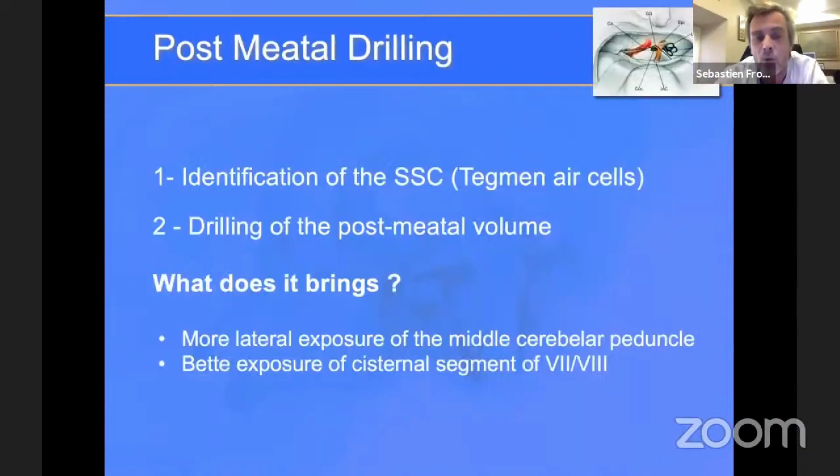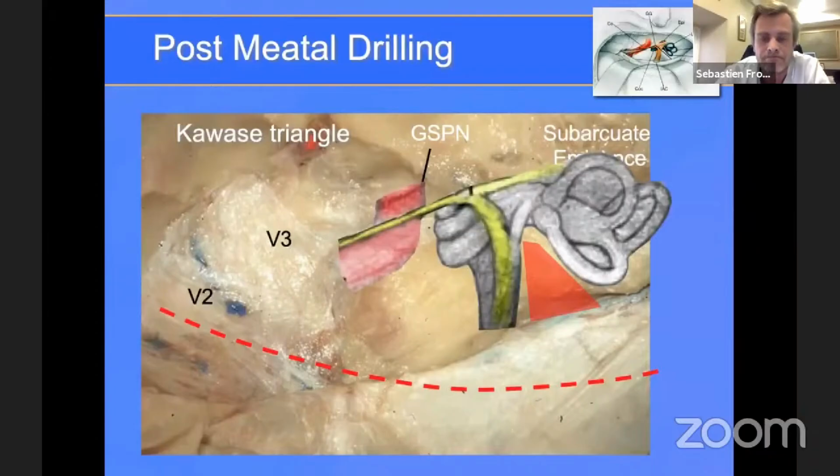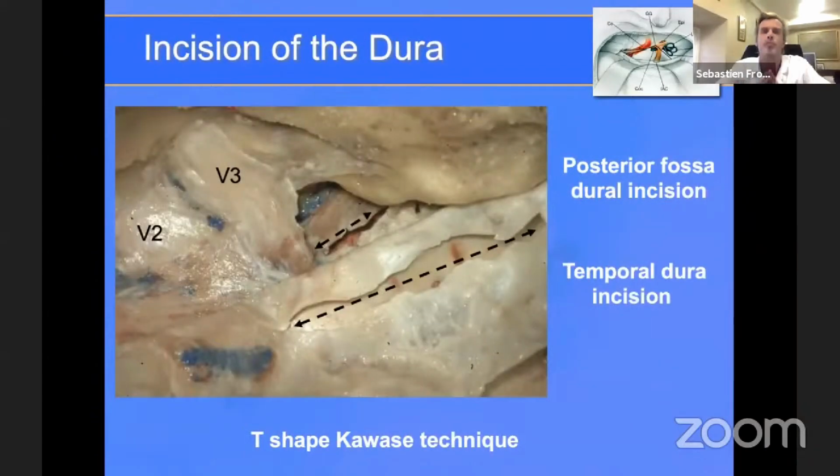Postmeatal drilling, why do you need it? You need it maybe to go more laterally and to have exposure of the middle cerebellar peduncle, and it also gives you a better exposure of the cisternal segment of 7 and 8. Then you need to open the dura.